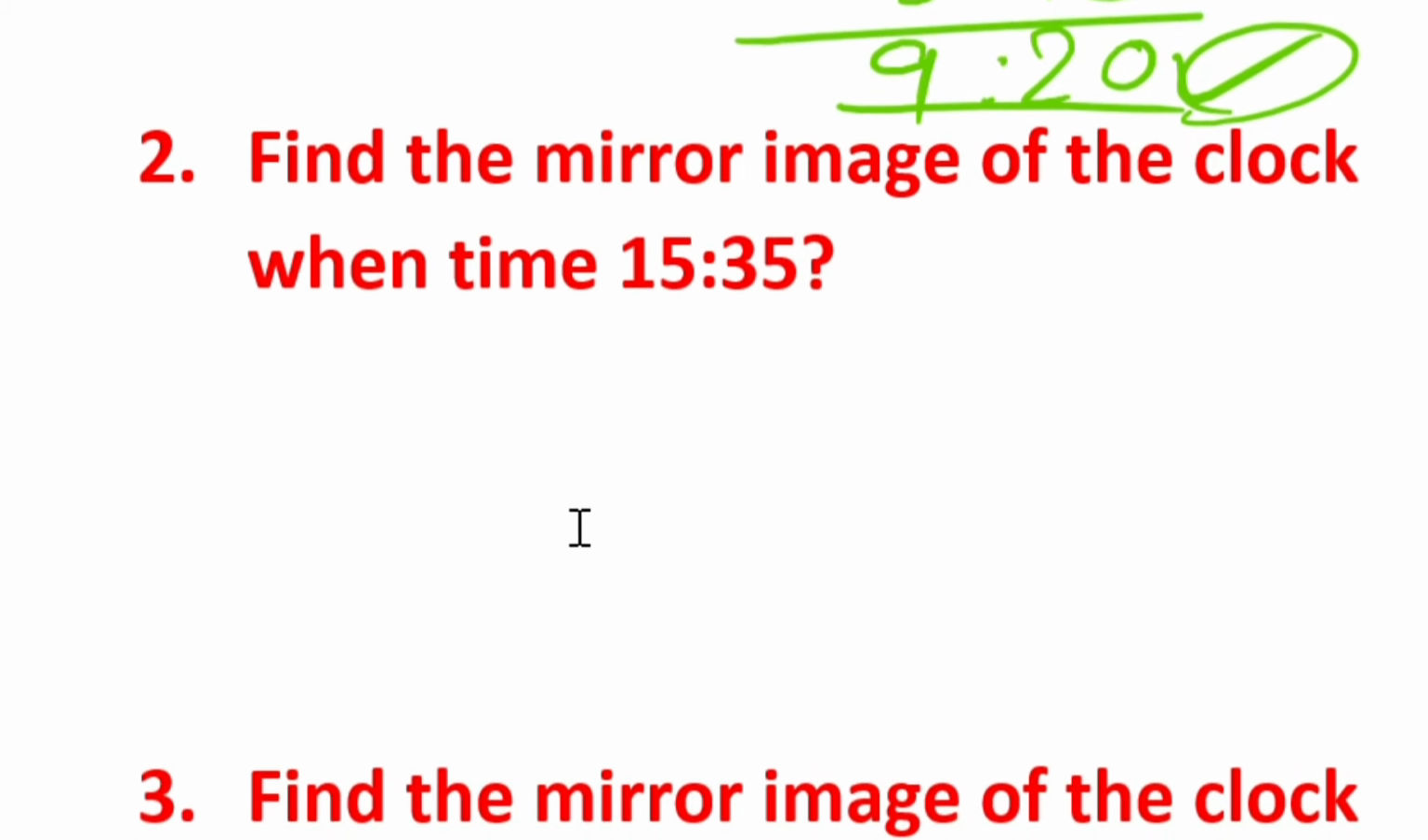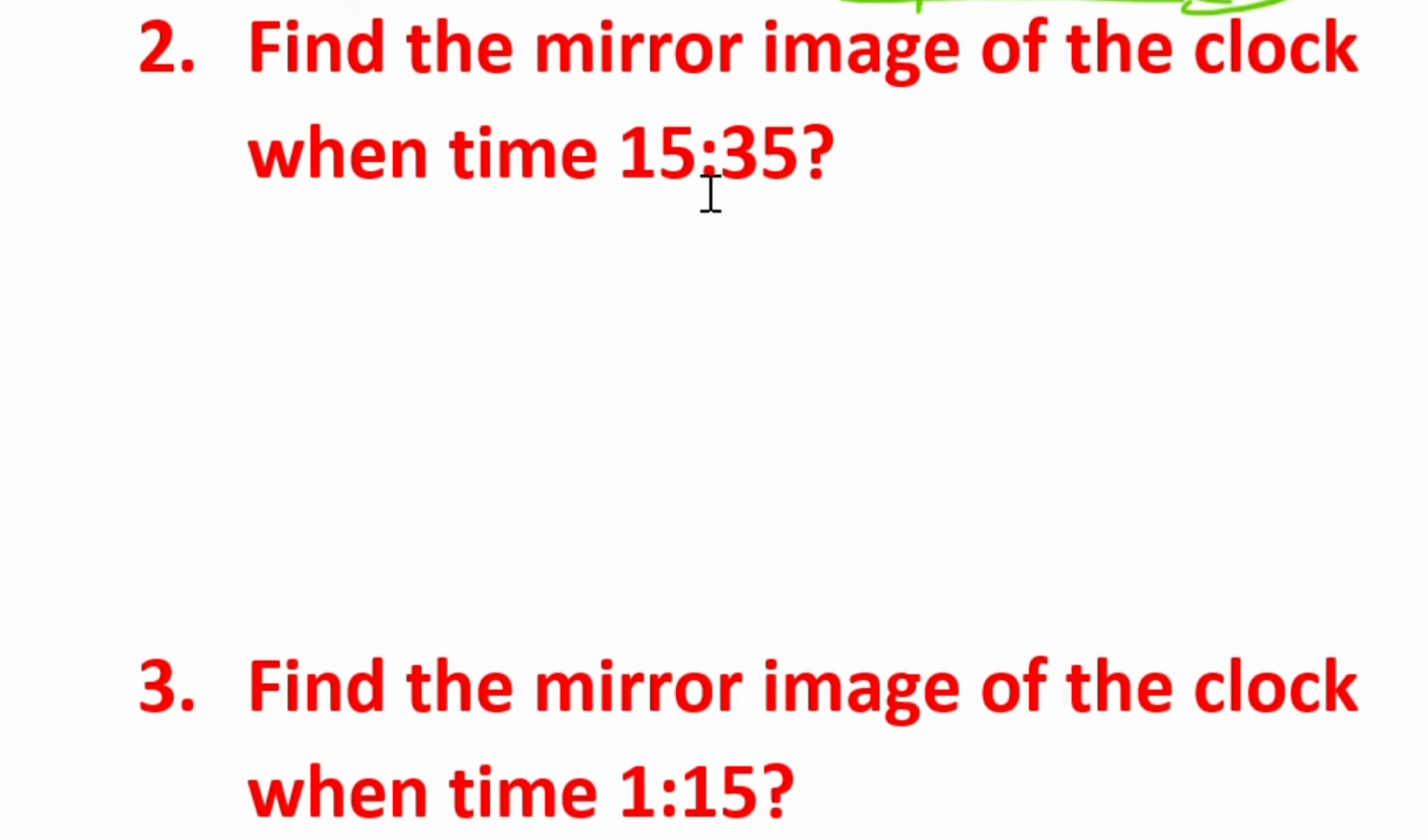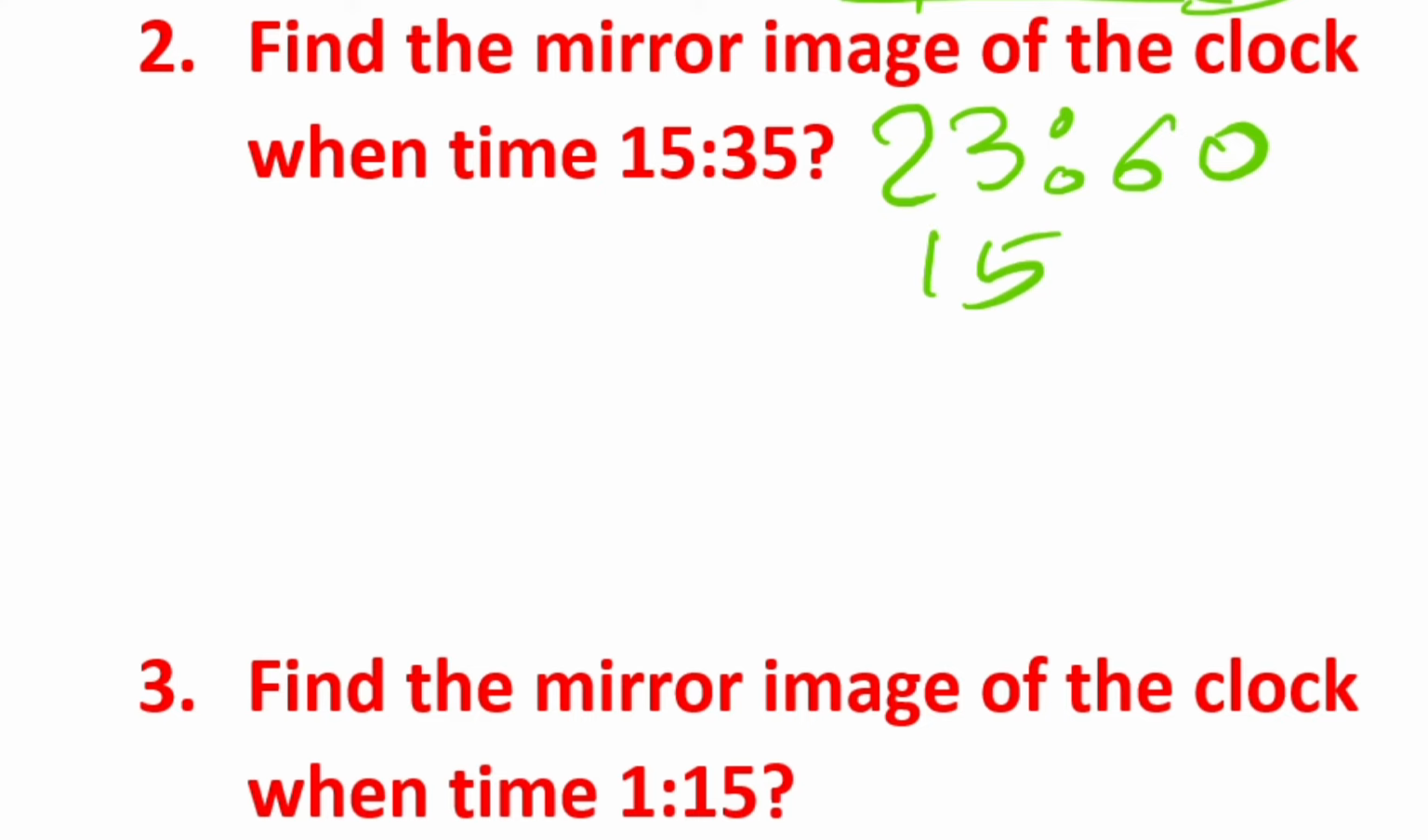So the next question is like they will be asking in railway timings. Find the mirror image of the clock when the time is 15:35. They will be asking like this. So directly take the 24-hour format. In 24-hour format, you need to write 23 hours plus 60 minutes. If you subtract 15:35 from this, you will get the reflected time, that is the mirror image.